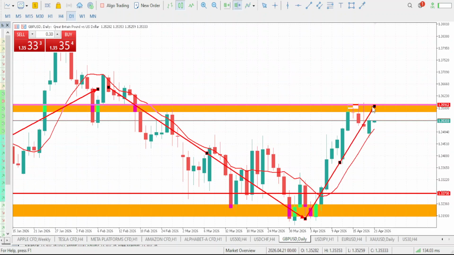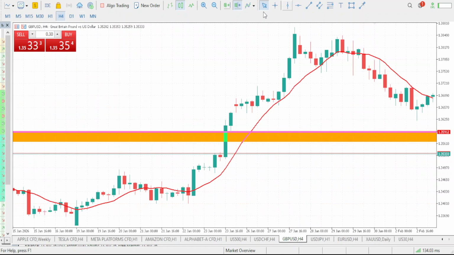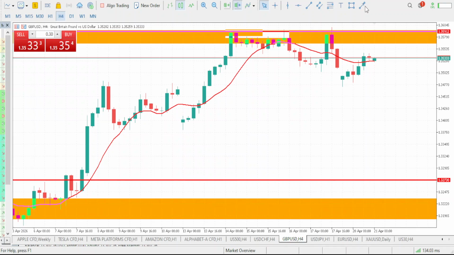Now, market is at this resistance level and we will be expecting it to reject from this resistance level and drop to tap our support level. So this is to tell you that a bearish move is what we are going to be expecting for the day on our GBP USD. Now let's go down to the four-hour time frame, guys.